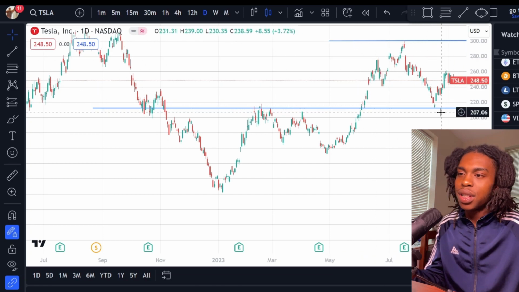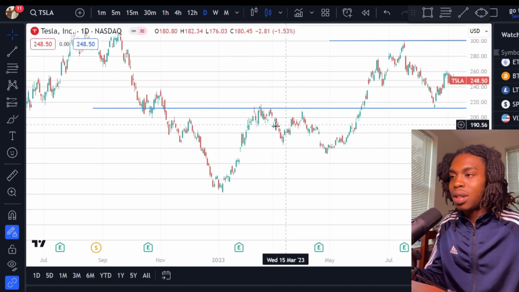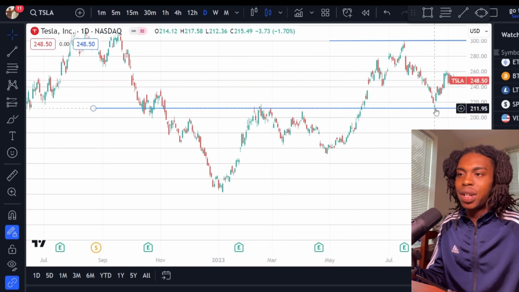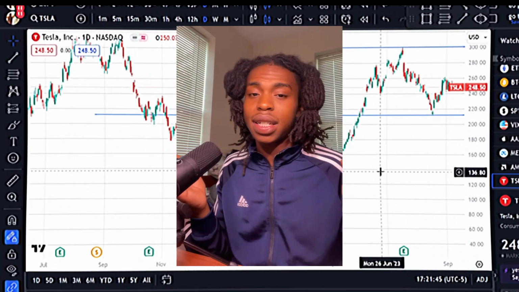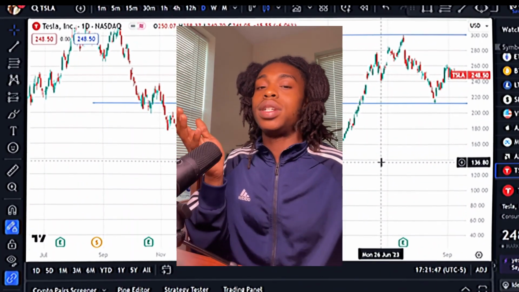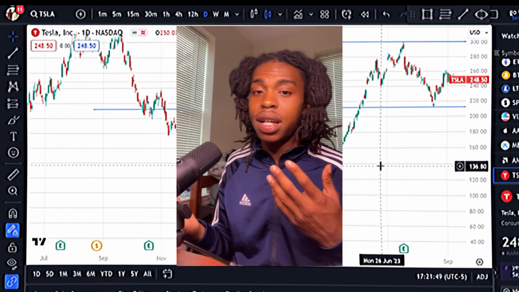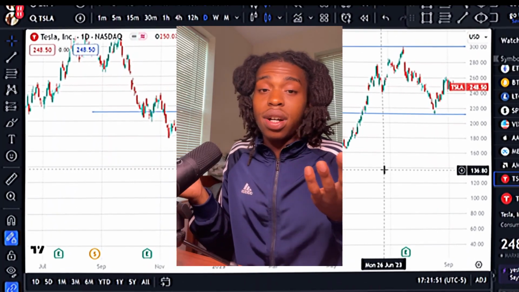Then it started using this as support. You see it bounced off of the previous resistance and turned it into support. So basically, you can say that Tesla is in the uptrend now based off of the daily time frame. That's just how you use your charts. That's really all it takes, really.